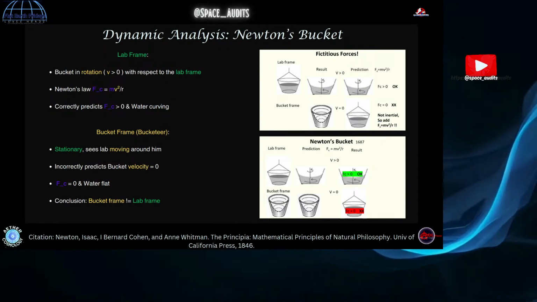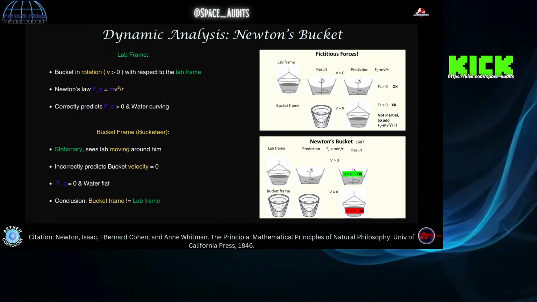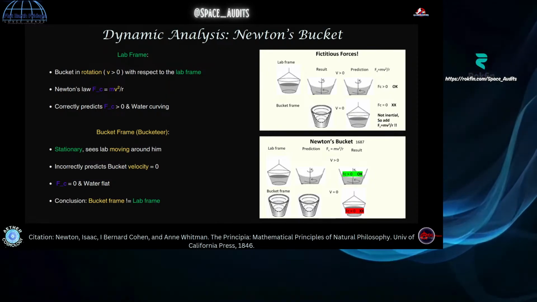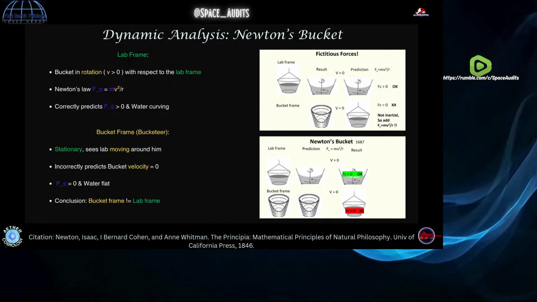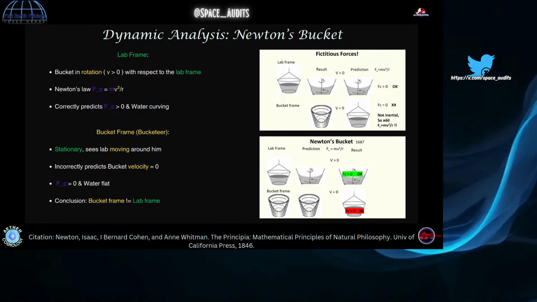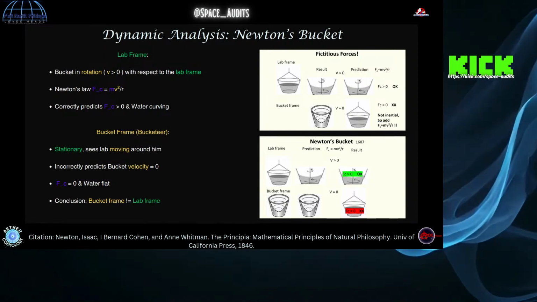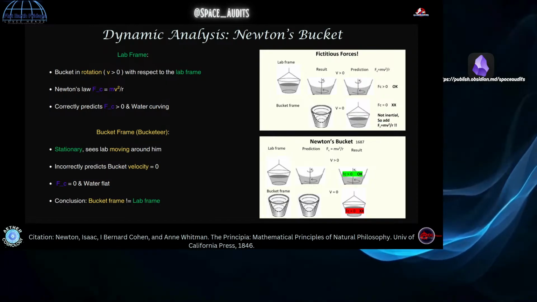And if you were to put a fictitious observer inside of the bucket, a little bucket lad, and you spun the bucket, the bucket lad would be stationary. He would see everything moving around him, and he would predict that his velocity is zero. So when he does Fc equals mv squared over r, he would put zero for his velocity, and he would make the wrong prediction. So Newton said, "Well, you know what that means?"